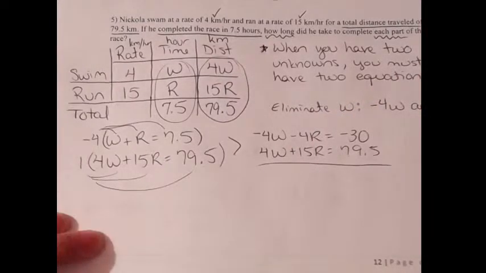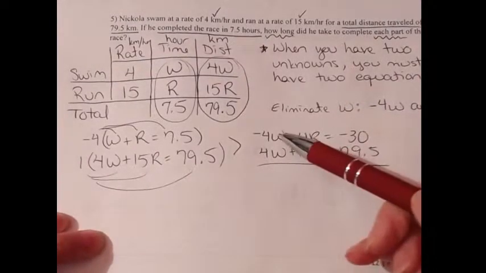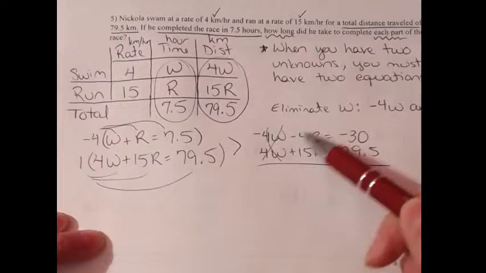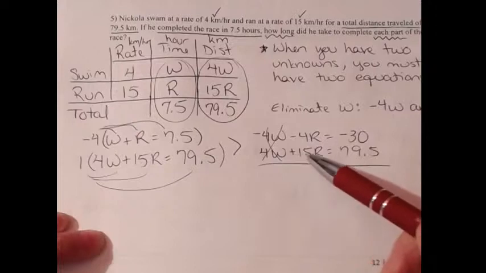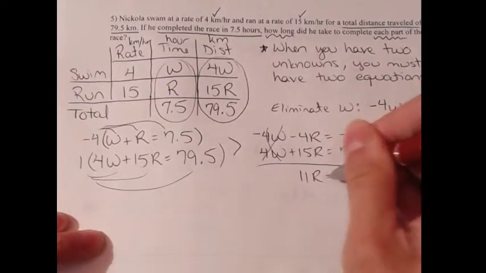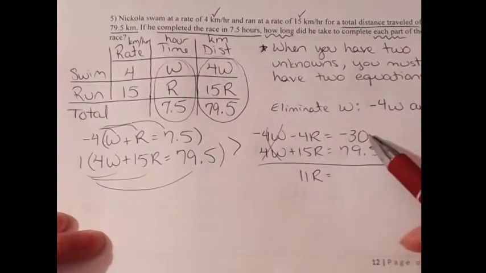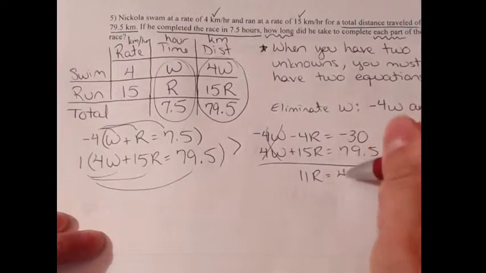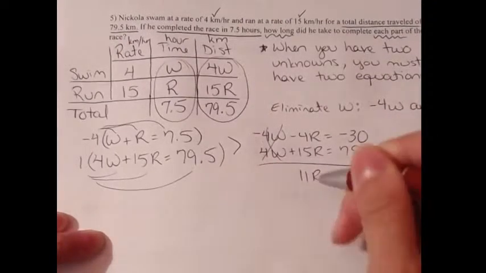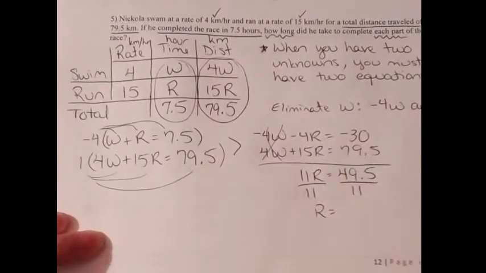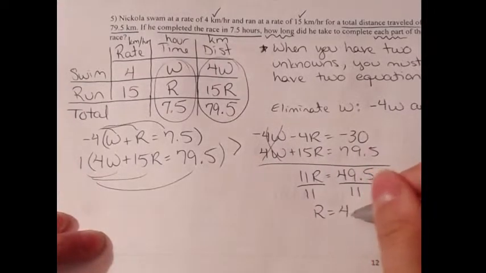Now, just like before, we're going to combine these two equations. Negative 4W plus 4W, that's a 0. So we don't have to write 0 because we have our combination of terms here. Negative 4R plus 15R is 11R. And then negative 30 plus, this is a positive 79.5, negative 30 plus 79.5 is 49.5. We're going to divide both sides by 11. And you'll notice when you punch this in, 49.5 divided by 11, you should get 4.5.